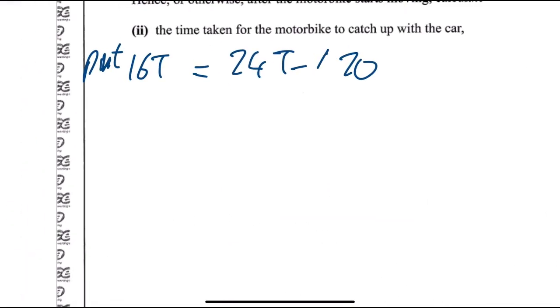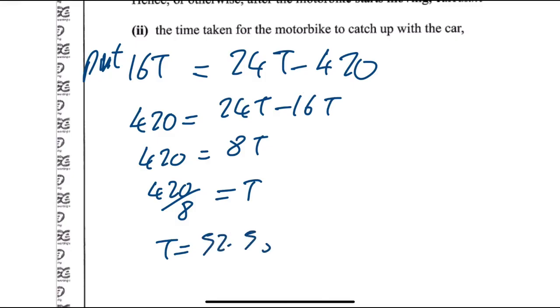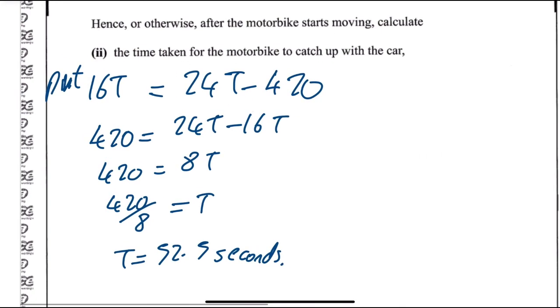So 16t is equal to 24t minus 420. That was putting those things equal. So 420 then is equal to 24t minus 16t. 420 is equal to 8t. 420 divided by 8 is equal to t. So your t is equal to 52.5 seconds.